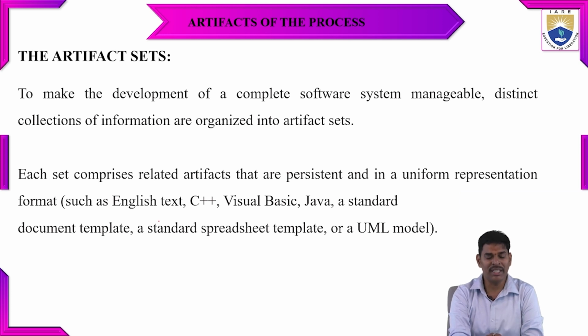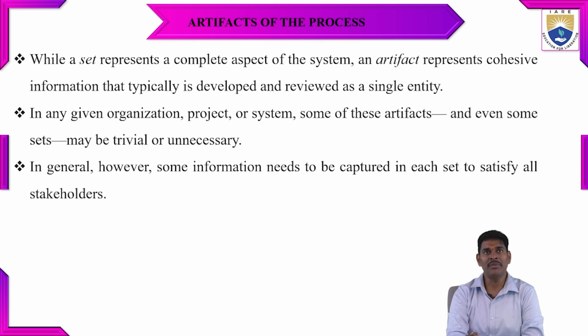And here we have the English text. The information can be written in English text, and have C++, Visual Basic, Java, and a standard document template and standard spreadsheet template, or we can call it with the help of the UML model. So these are the different types of sets which can be used in the artifacts to do the task in a uniform representation.